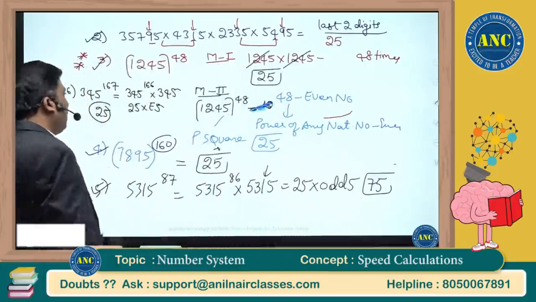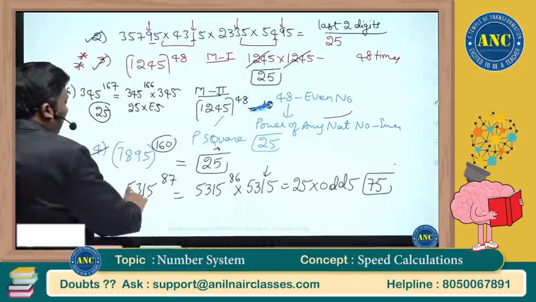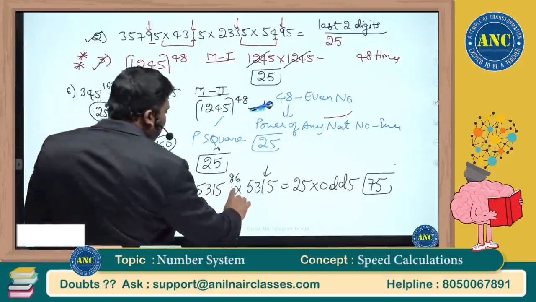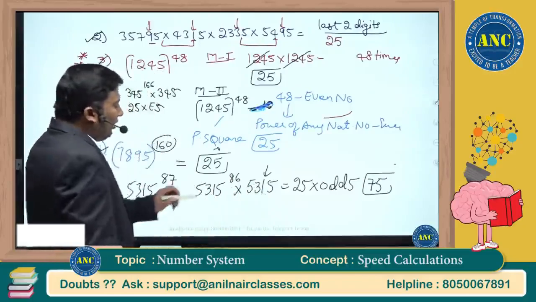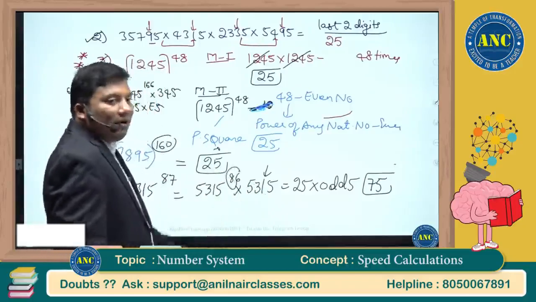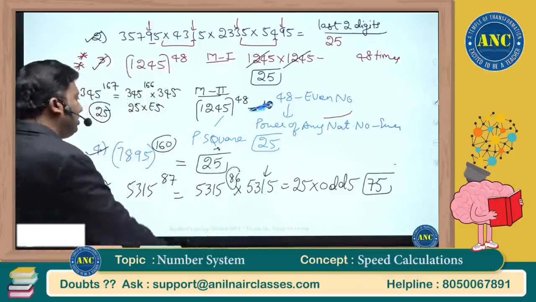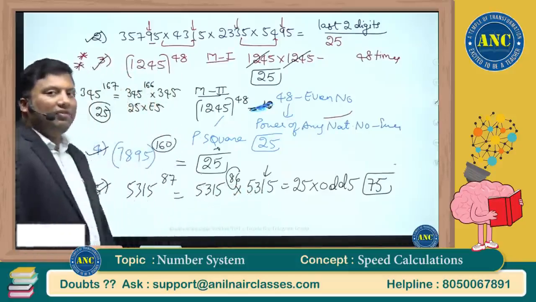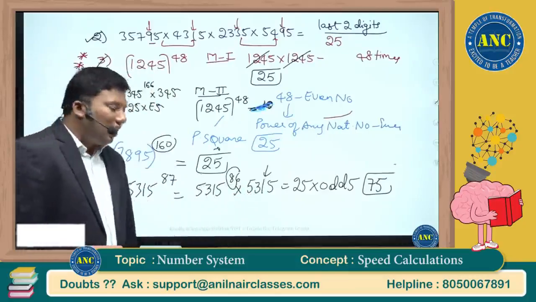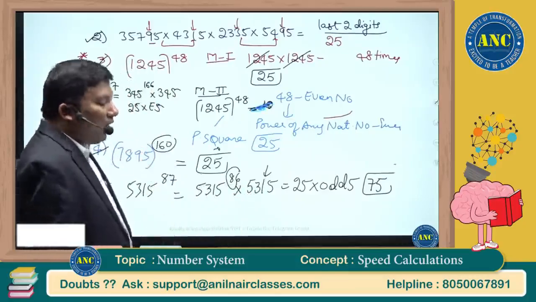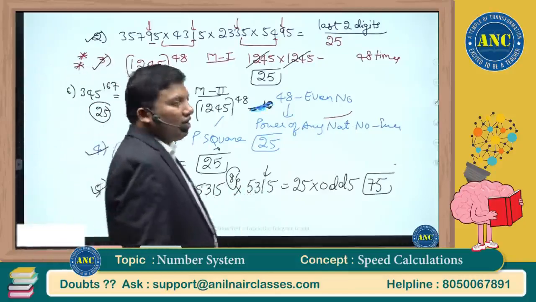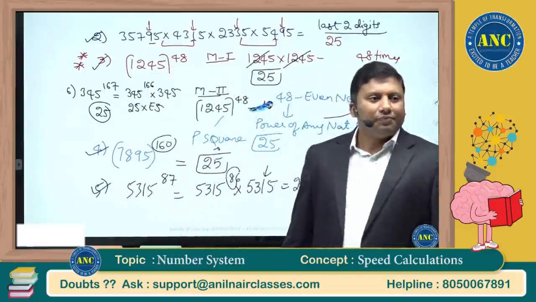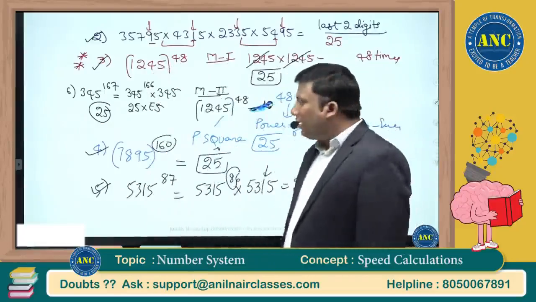Abhi, for you, question is 5315 power 87. 5315 power 86 into 5315. If the power is an even number, then the last two digits is 25. 531, it is odd 5. 25 into odd 5. What will be the last two digits? Even 5 into odd 5. Last two digits is nothing but 75. Idea, it is clear, everybody?